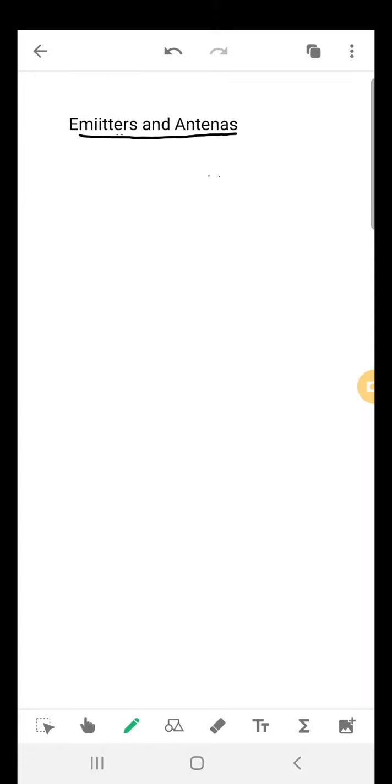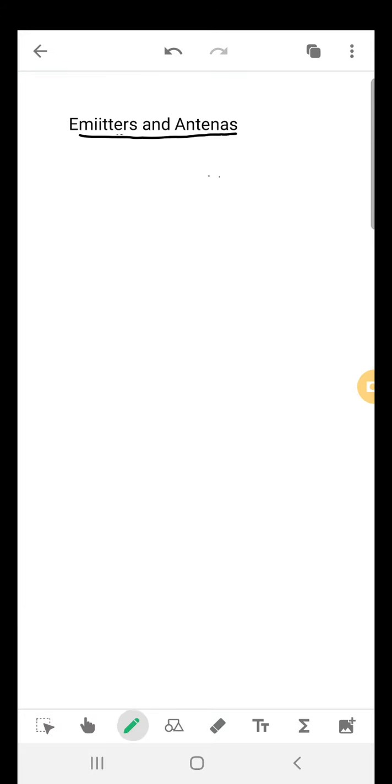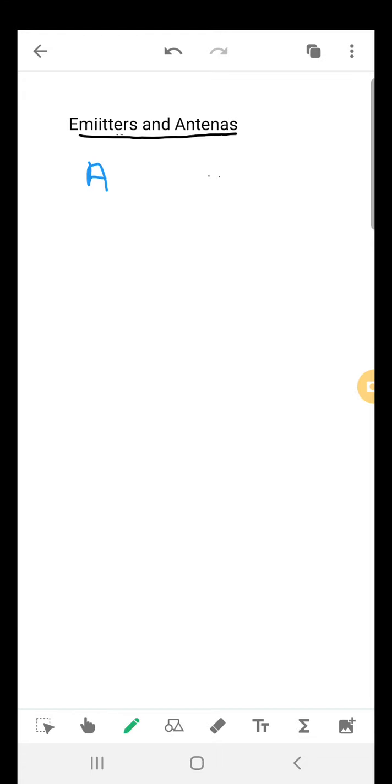Students, so continuing our lectures on electronics, we will first start with emitters and antennas. This topic comes under the heading of acquisition of information. That's basically acquisition of information.